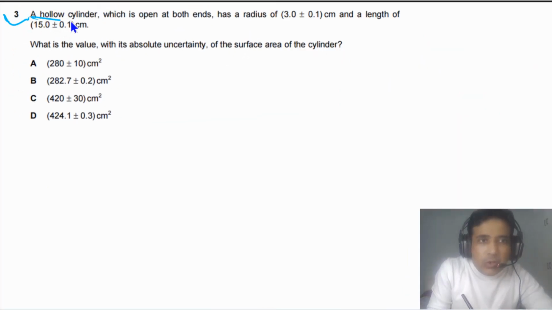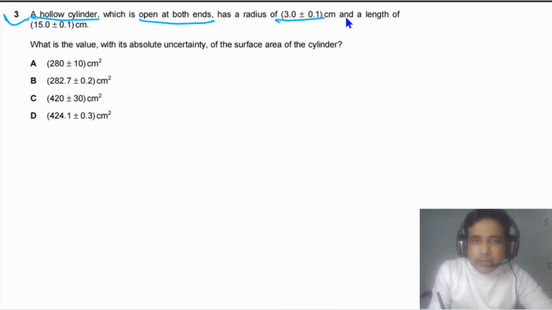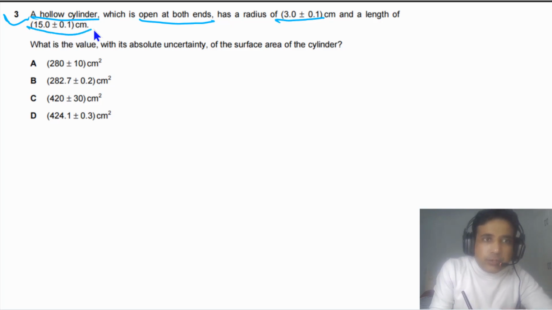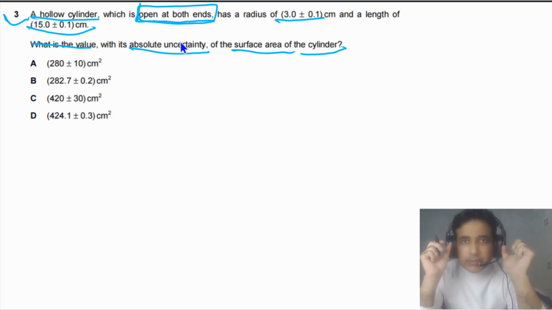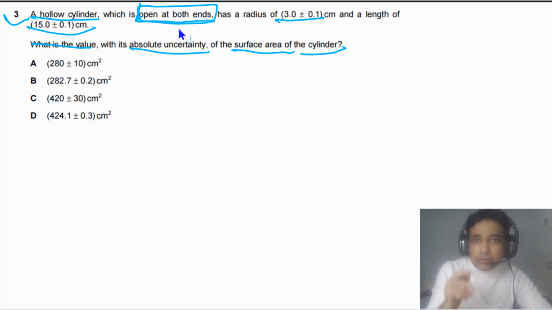Question number 3 says a hollow cylinder which is open at both ends has a radius of 3.0 plus minus 0.1 centimeters and a length of 15.0 plus minus 0.1 centimeters. What is the value with its absolute uncertainty of the surface area of the cylinder? We need to calculate the surface area of the cylinder, but a very important point is that this cylinder is open at both ends. If the cylinder was closed at both ends, the surface area will be greater as compared with when the cylinder is open at both ends. In this case, it is open at both ends.